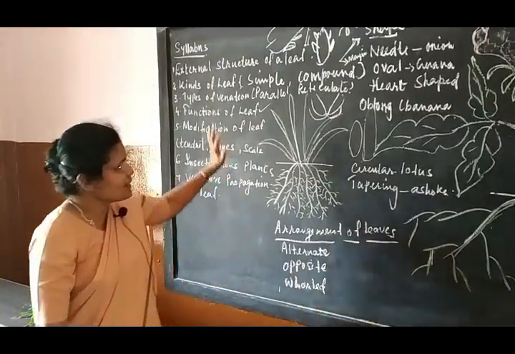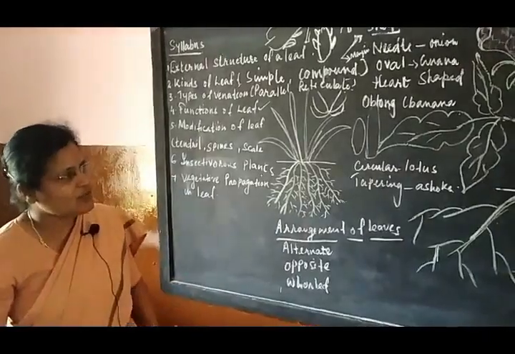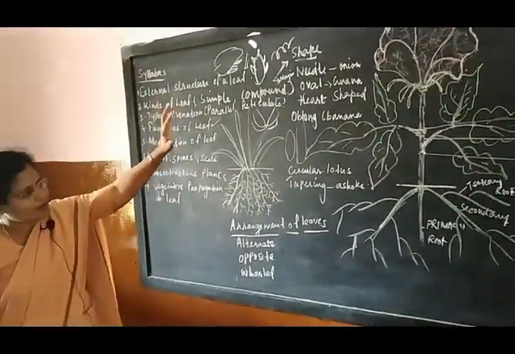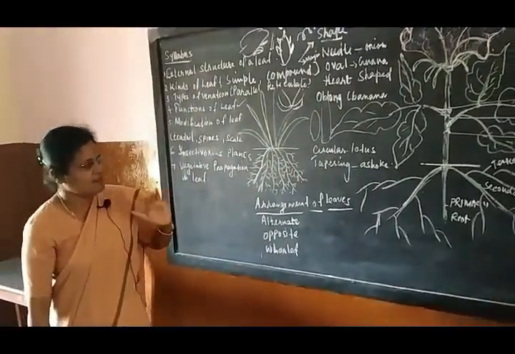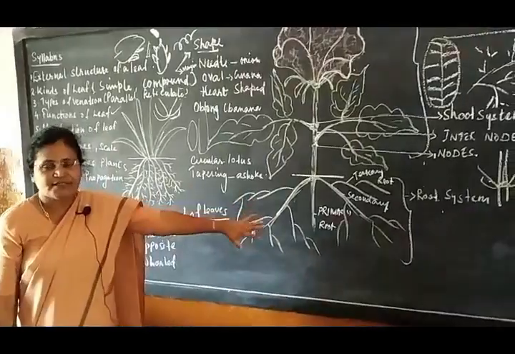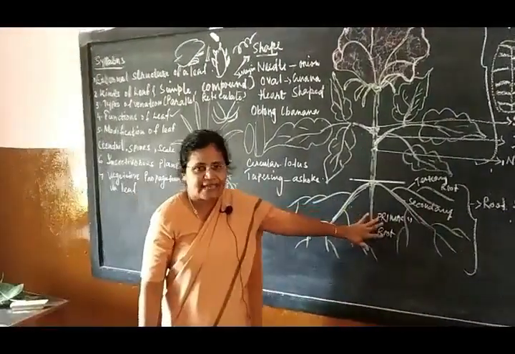Now with this we come to the end of the chapter. Let me recap the whole thing. What we learned today is that the chapter is about the leaf. But before the leaf, I told you about the entire plant. The plant is divided into root system and shoot system. And the root system, further I told you, has two types of roots. One is the fibrous root, the other one is the taproot.